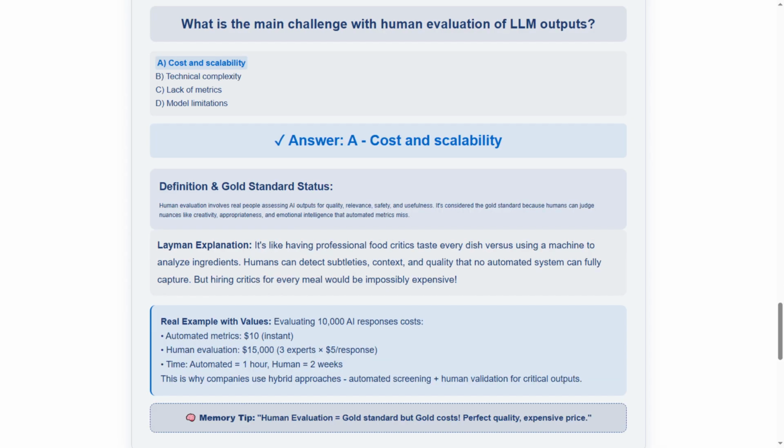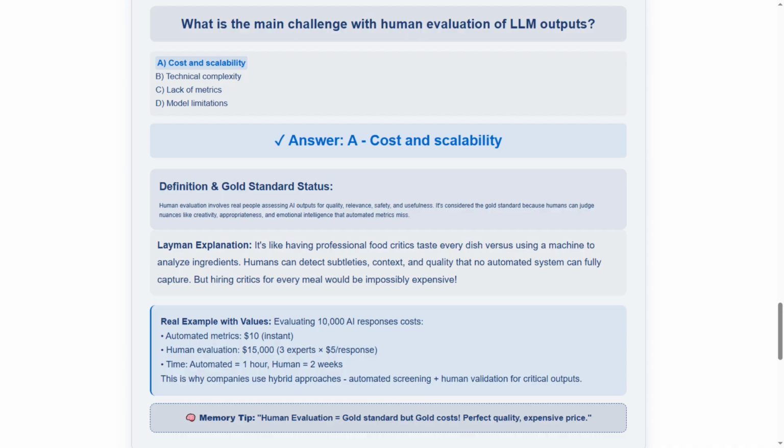Our next question addresses human evaluation. What is the main challenge with human evaluation of LLM outputs? The options are A. Cost and scalability, B. Technical complexity, C. Lack of metrics, or D. Model limitations. The correct answer is A. Cost and scalability. We select this because while human evaluation provides the highest quality assessment, it's extremely expensive and time-consuming to scale up for large datasets.